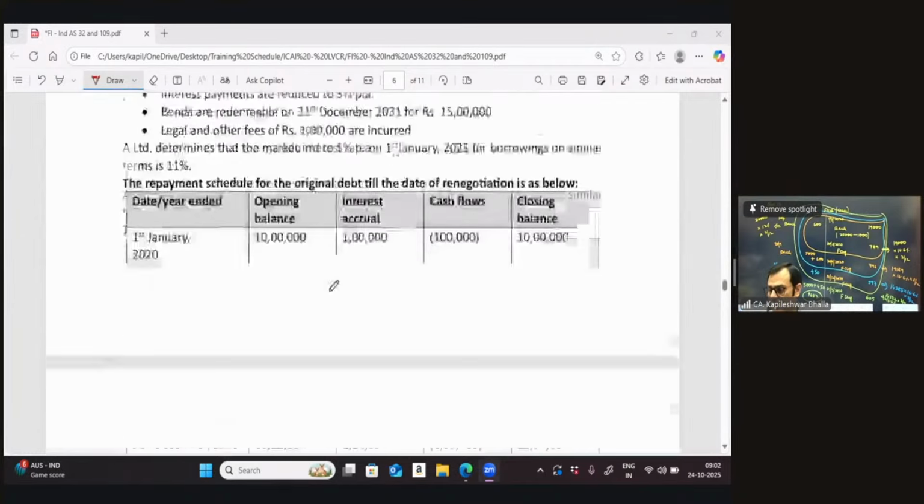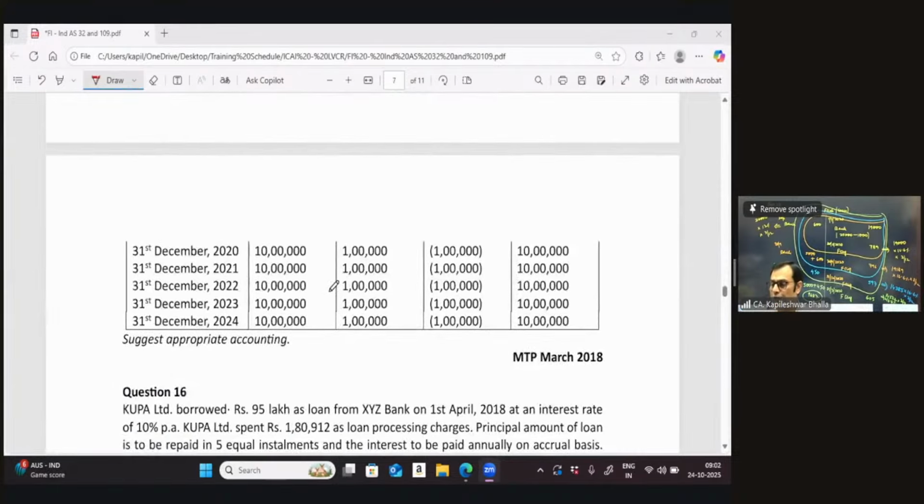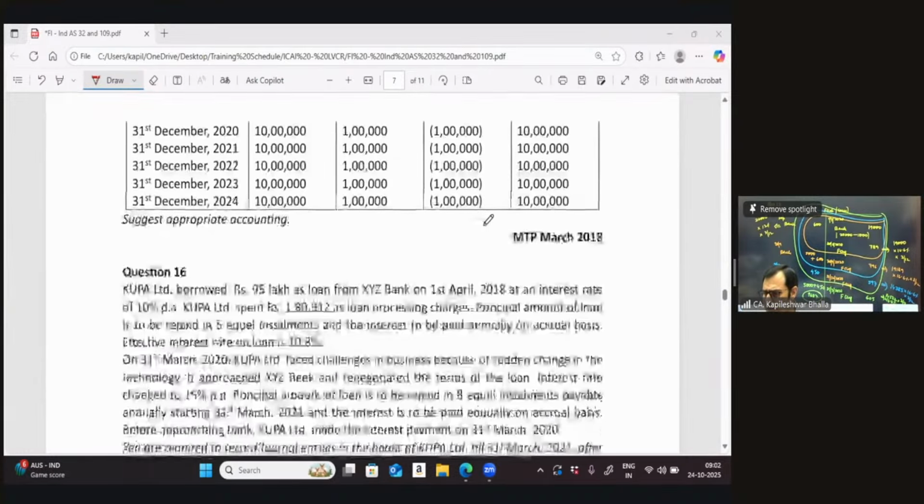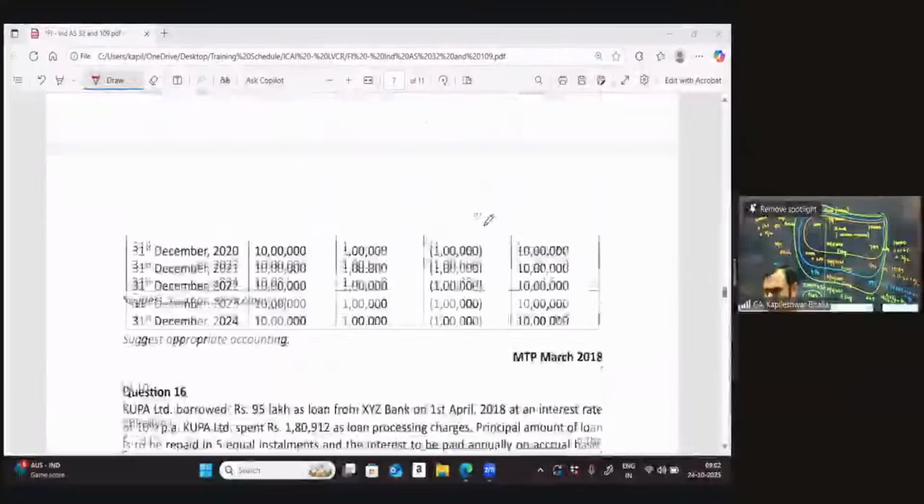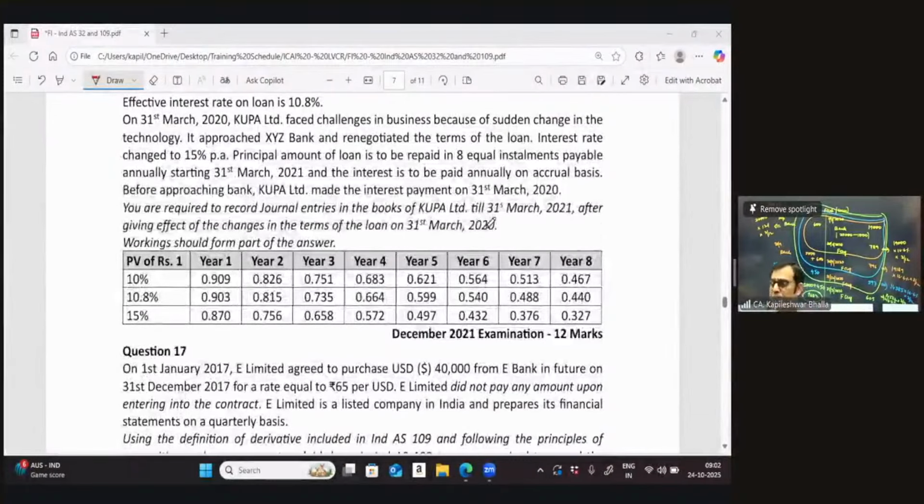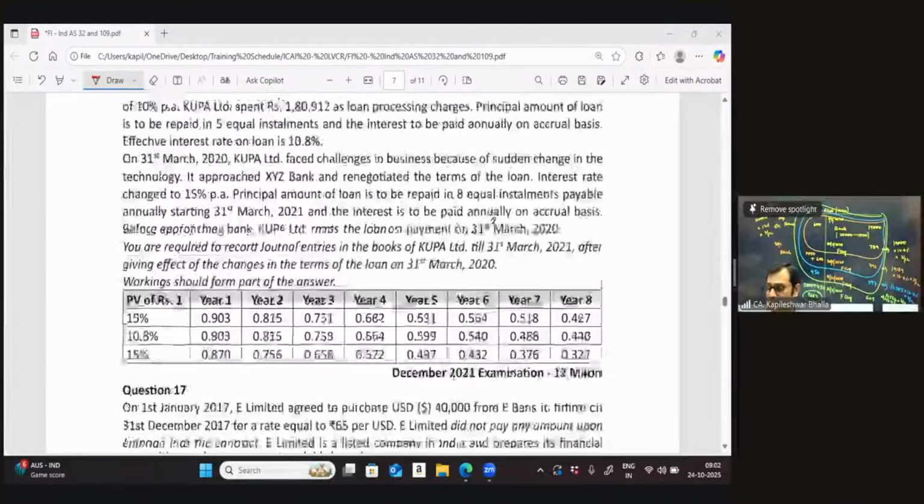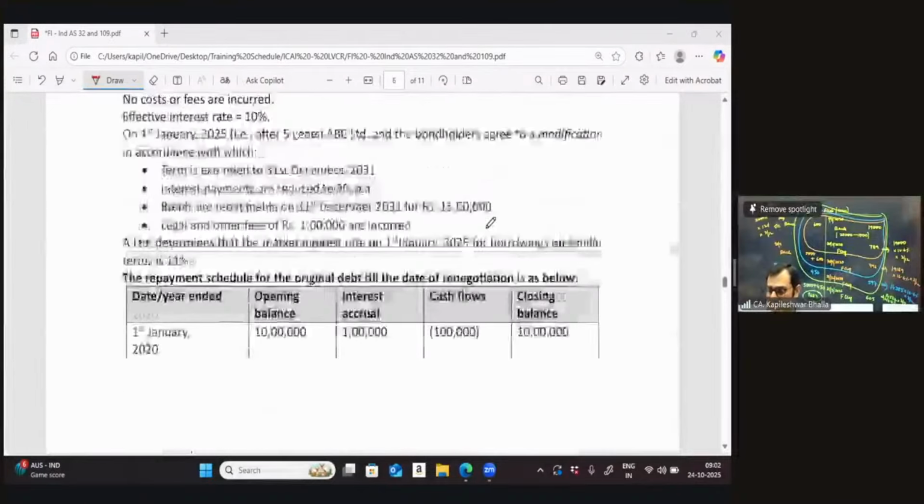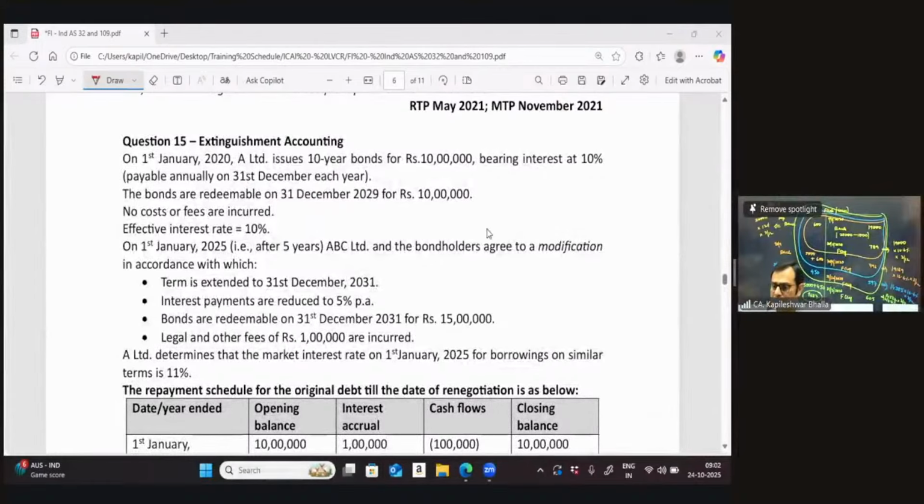I'll first go to the requirement of the question. This is a mock test paper, question 2018. Or maybe we can do another similar question, question 16. Although, let's do this one only. Question 16 I can give you as homework to do. That is again a similar question, December 21, a 12 marks examination question. Let's have a look at the details given.